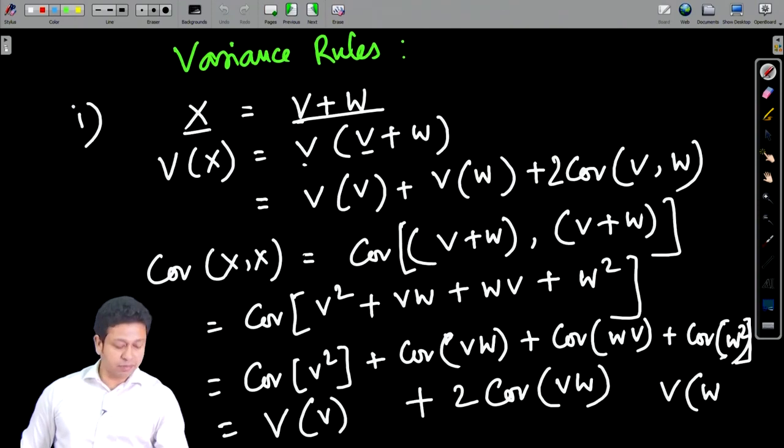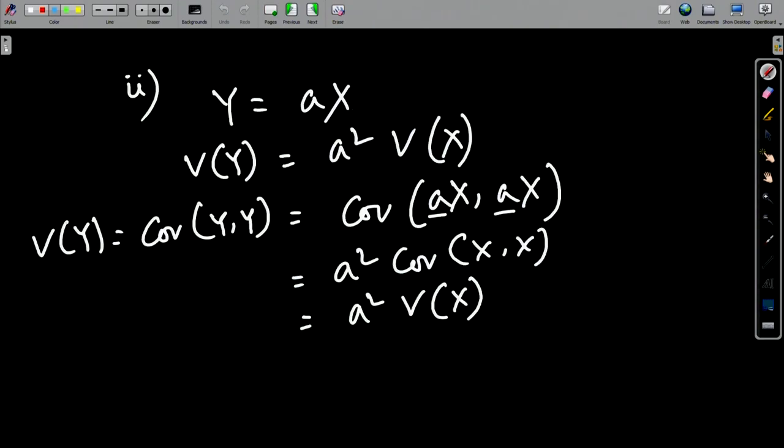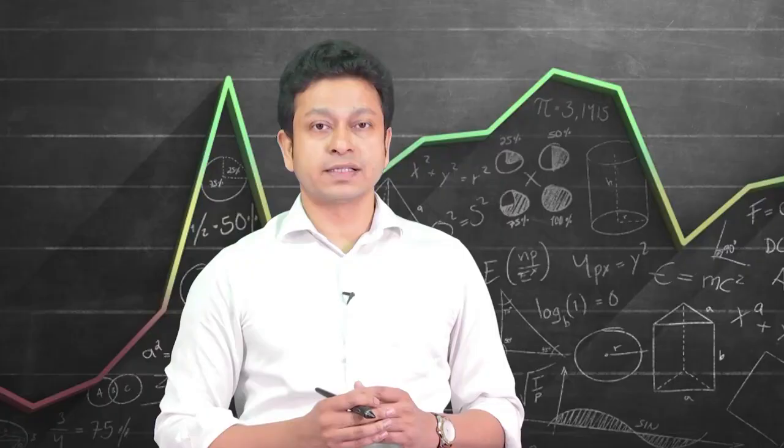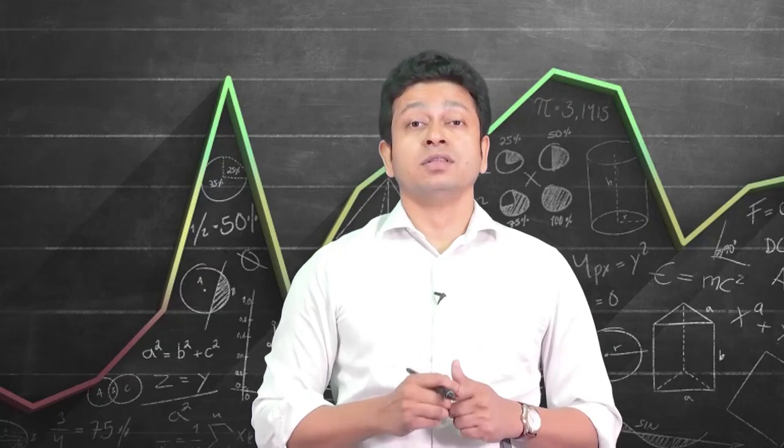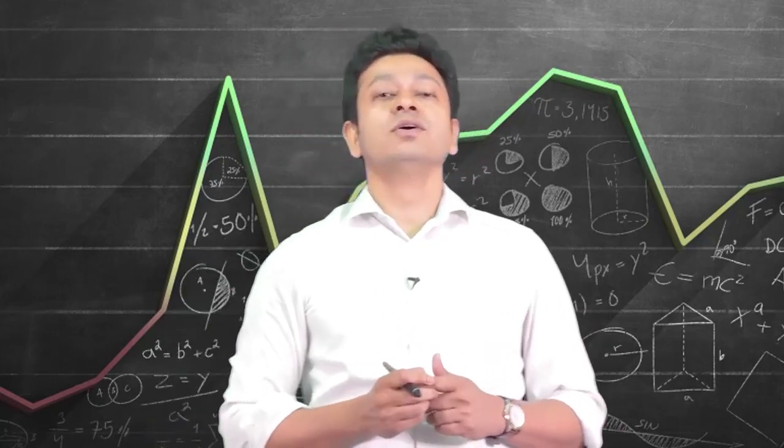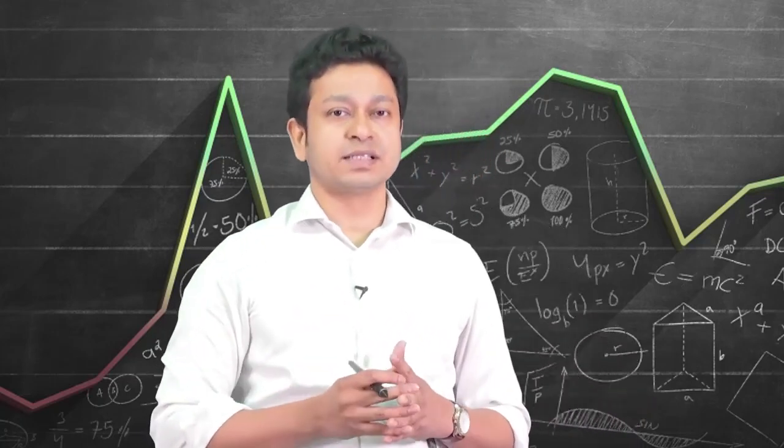With this we end this lecture on rules for variance and covariance. So, we are done with the basic tools that we need to understand probability distributions. In the next lecture we are going to see some examples of probability distributions.